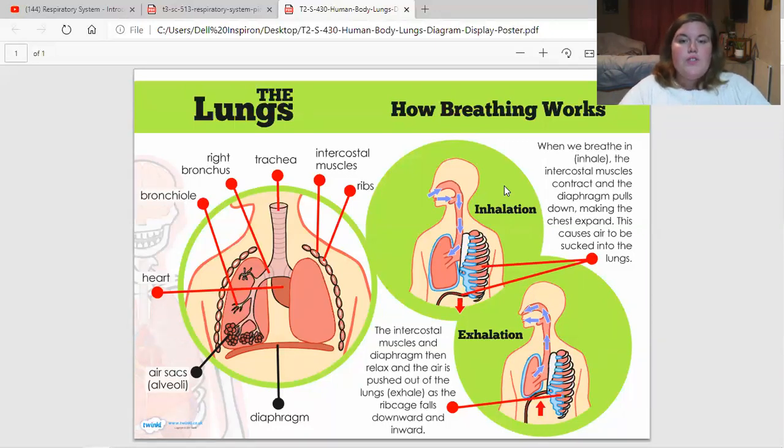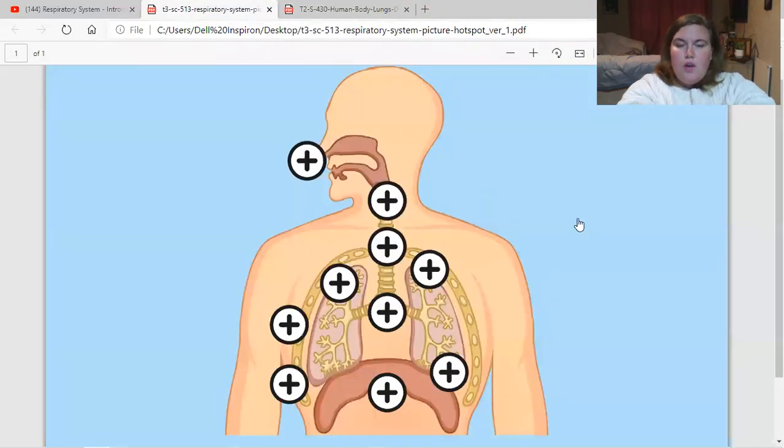So the intercostal muscles and the diaphragm then relax and the air is pushed out of the lungs as the rib cage falls downwards and inwards. So that is basically how breathing works. Our lungs breathe in and out. But there's a lot more than just our lungs, as you can see by this diagram. So let's look more in depth at all the little components that help with the respiratory system.